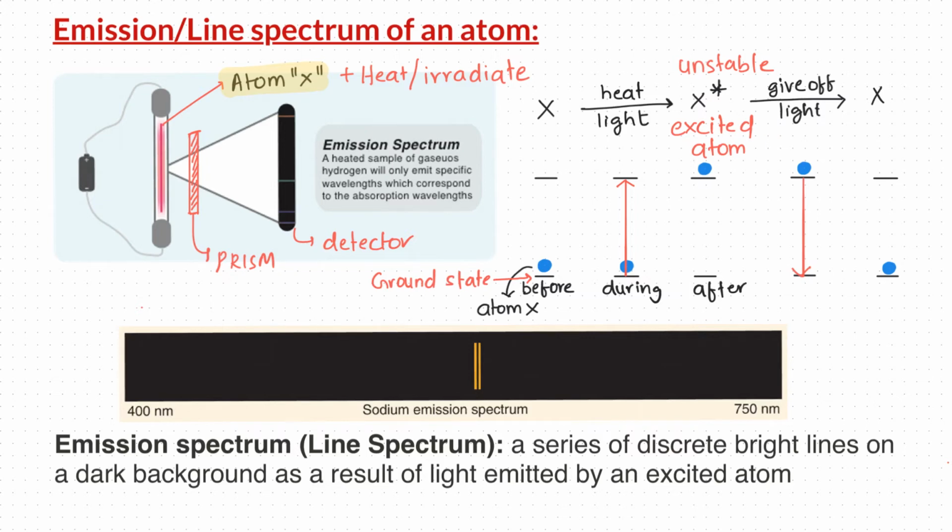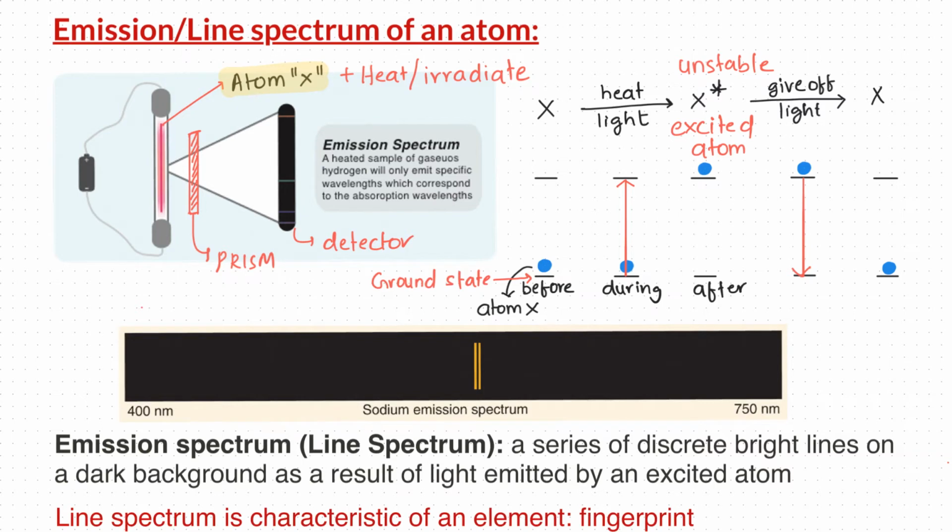Another important thing to note here is that the emission or line spectrum of an atom is like a fingerprint. That is, each type of atom has its own unique line spectrum. Therefore, we can determine the identity of an unknown atom by recording its emission spectrum and comparing it with the spectrums of all the atoms to find a match. The study of this spectrum is referred to as spectroscopy. In the next slide, we will discuss absorption spectrum.